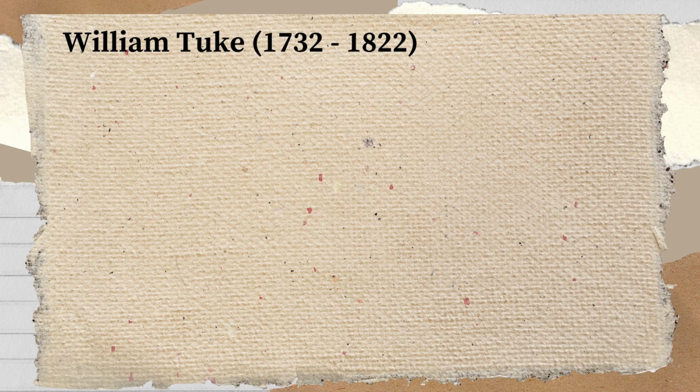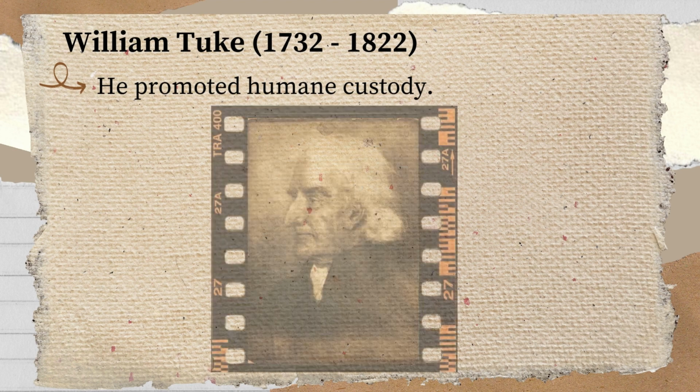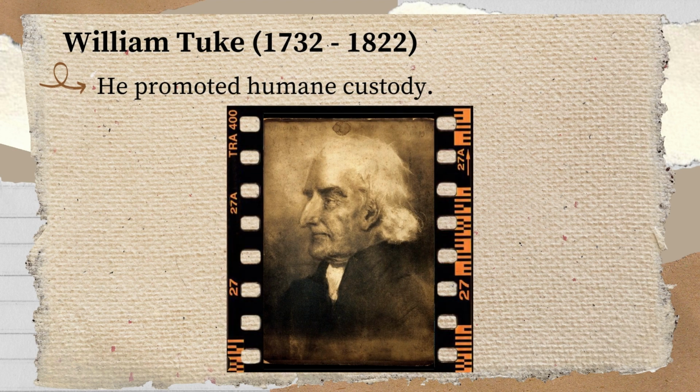Next is William Tuke, who was born in 1732 and died in 1822. He promoted humane custody and care for mental disorders in England. He also led the movements for reform.